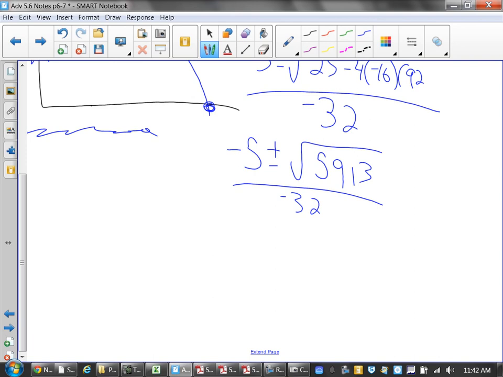Now, they're giving you two answers. One will be positive, one will be negative. Do you want the positive answer or the negative answer? Positive. So that means you have to figure out which one you're going to use, the positive root 5913 or the negative root 5913. What are you dividing by? What do you want your numerator to be then? Negative. Because what's negative divided by negative? Positive. So you want to use the negative.